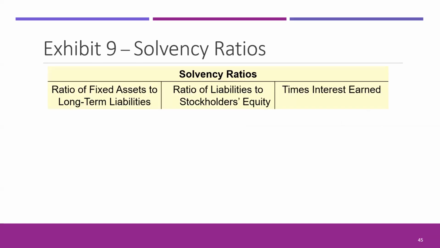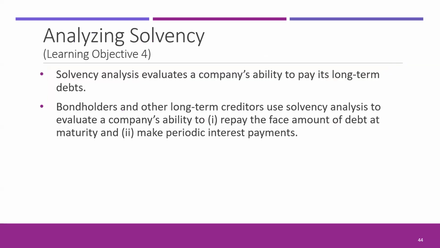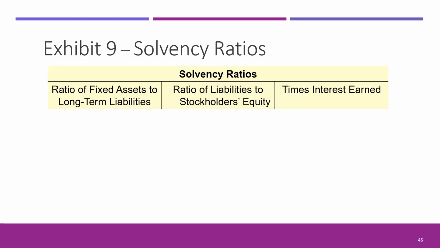Do they have crazy long-term debt payments, right? If we remember the bond payments, they make coupon payments every year, but then at the maturity date, the whole face value has to be paid. Solvency would be: 5 years from now, they owe $1 billion on all their bonds. Are they going to be able to refinance properly? So we take a ratio of fixed assets to long-term liabilities, liabilities to stockholders' equity, and times interest earned ratio.